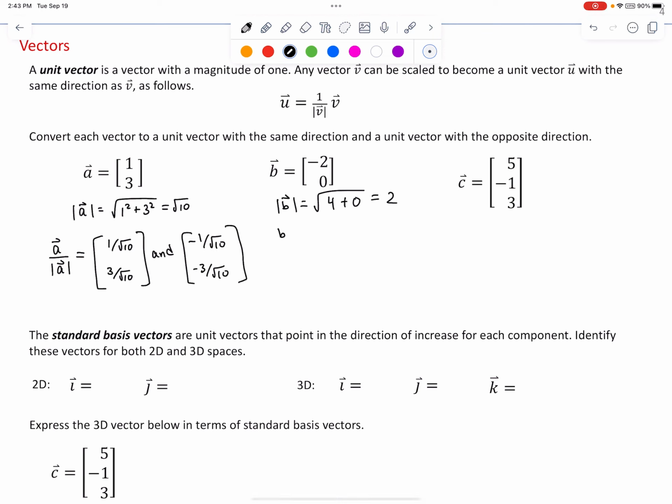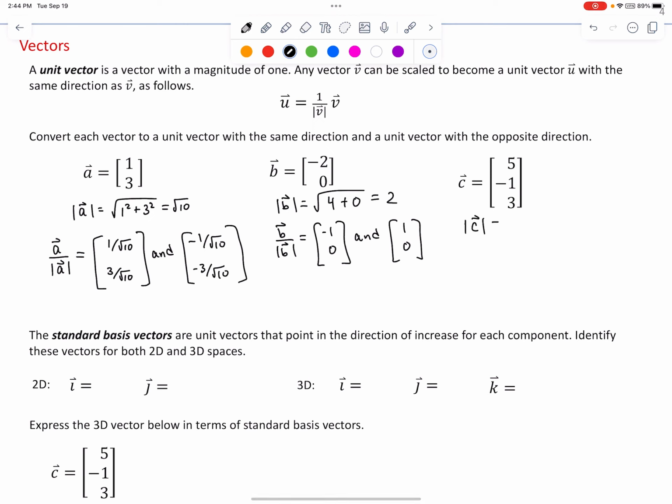And then calculate b, the vector b divided by its magnitude. So divide all components by 2, we get negative 1, 0. So here's a vector that points in the same direction as b, but its length is only 1. And then the opposite of this will be a vector whose magnitude is also 1, but points in the opposite direction as b. For a three-dimensional case, we do the same thing.